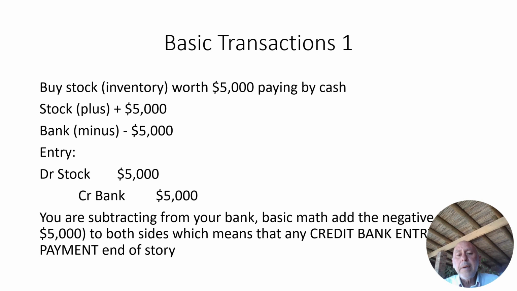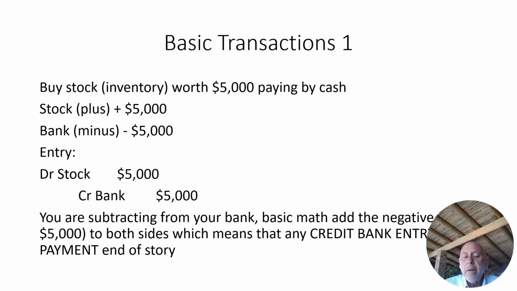And so I'm showing you the basic entry is to increase stock plus 5,000. Stock is a current asset. And if we debit the stock, it's exactly the same as plus the $5,000 because stock is on the debit side and we do a debit entry. It's the same as going plus to it.